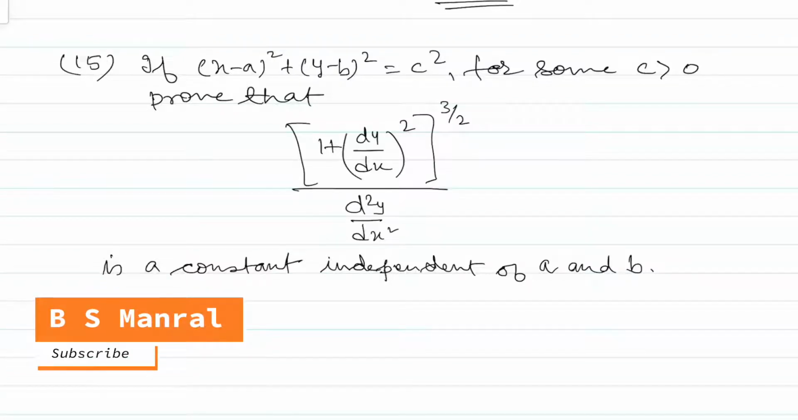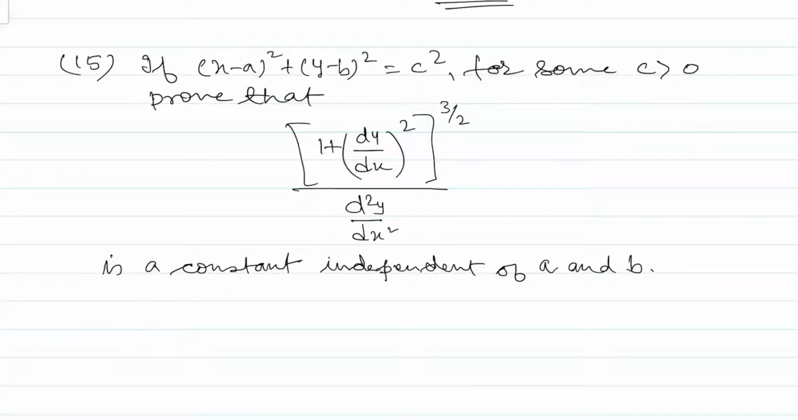Now question number 15. If (x − a)² + (y − b)² = c² for some c greater than 0, prove that [1 + (dy/dx)²]^(3/2) divided by d²y/dx² is a constant independent of a and b. So first we'll calculate dy/dx.